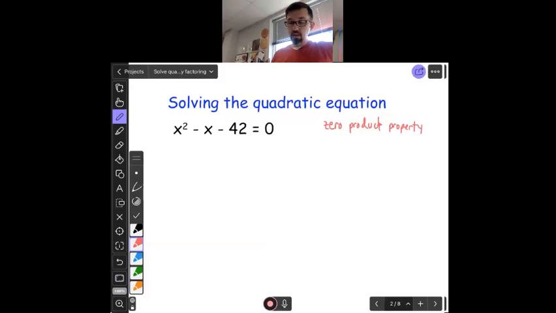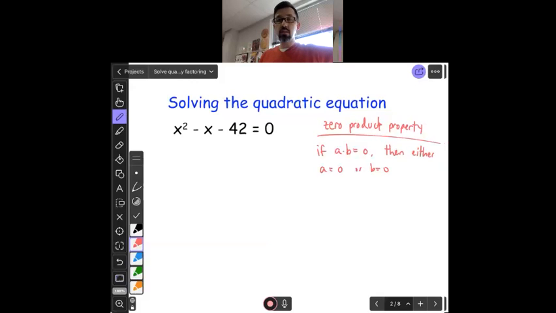Okay. And really simply, what the zero product property says is if A times B equals 0, so some number times some other number equals 0, then either A equals 0 or B equals 0. Right, that makes sense? If A times B equals 0, then either A or B has to be equal to 0. That's the only way to get 0 out of a product is for one of the numbers to be 0. Okay? So where is this going to fit in with factoring, right?